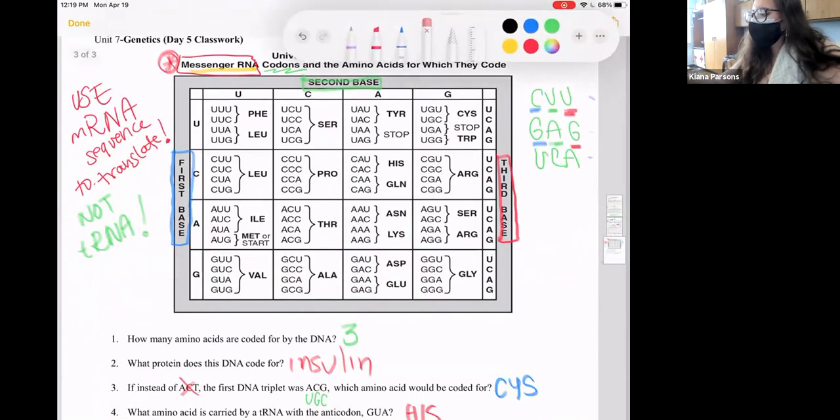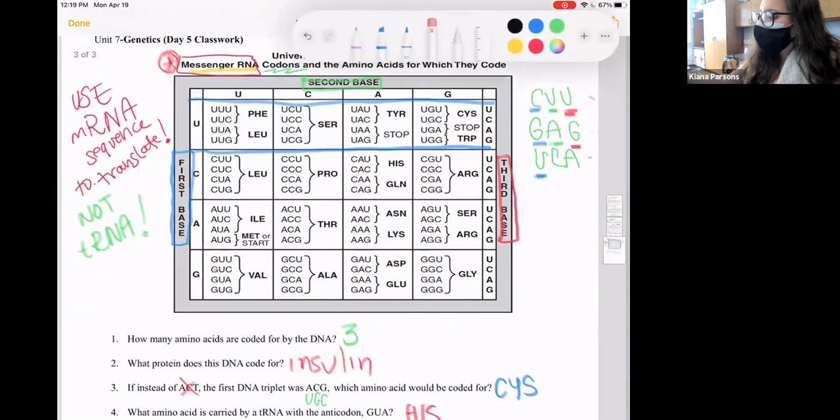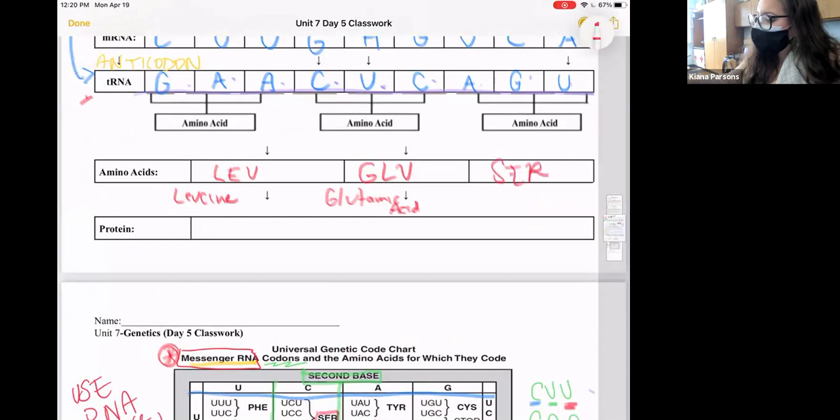So now our third mRNA codon, what amino acid are we looking for? Let's find it. Our first base is U. Our second base is C. So now we've narrowed it down to this box. And our third base is A. So we're following this all the way over. Am I in the wrong box? No, I'm in the right box. To find our last amino acid, Ser, or serine. Is that what you guys found?